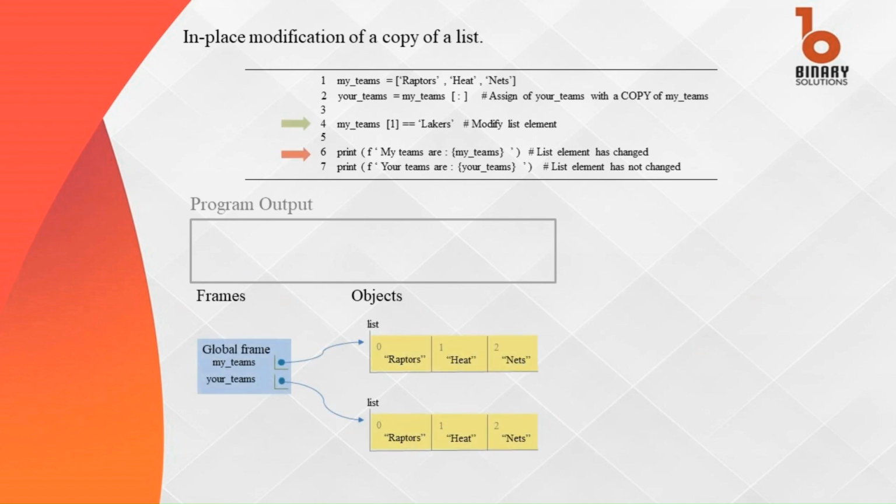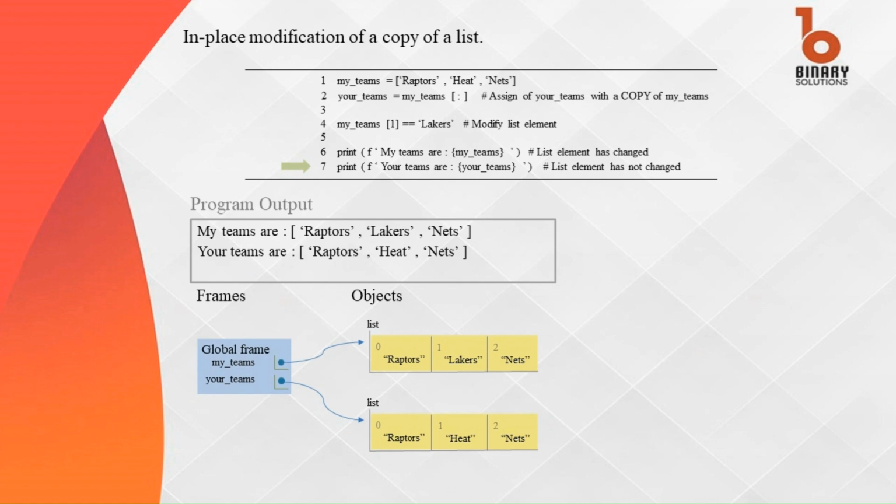When the second element of my_teams is modified to Lakers using my_teams[1] = "Lakers", the change is made directly to the original list. However, since your_teams is a separate copy, its contents remain unchanged. The program then prints the two lists, showing that my_teams has been updated to Raptors, Lakers, Nets, while your_teams retains its original values Raptors, Heat, Nets. This approach demonstrates how creating a copy of a list avoids unintentional modifications, preserving the integrity of the copied list.